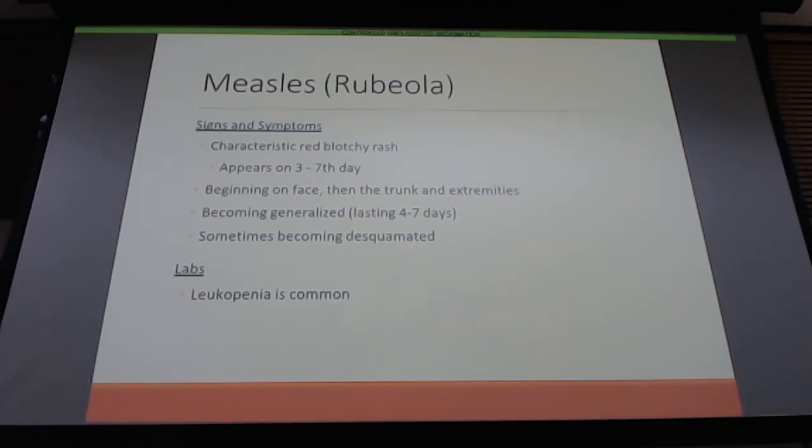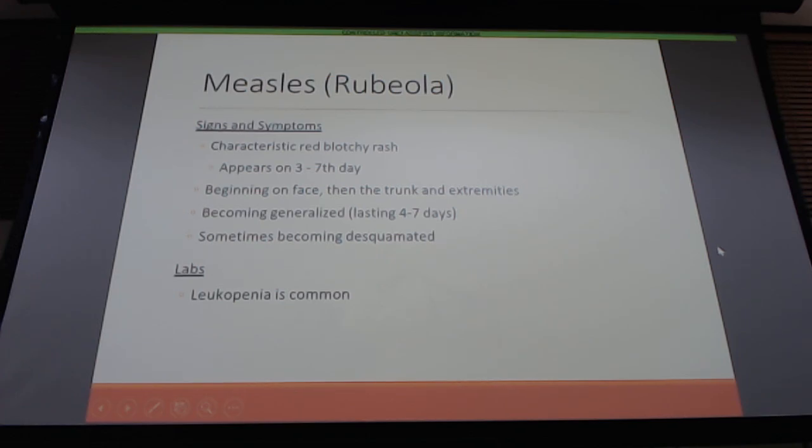Usually begins on the face. Okay. So the characteristic red blotchy rash appears on day 3 to 7. It begins on the face, then the trunk, and extremities. Right? And this one, straight down. Okay, straight down. That's how it presents with your little rash. Then it becomes generalized, so it's your whole body. It lasts for 4 to 7 days.